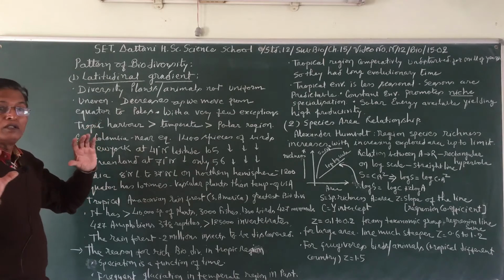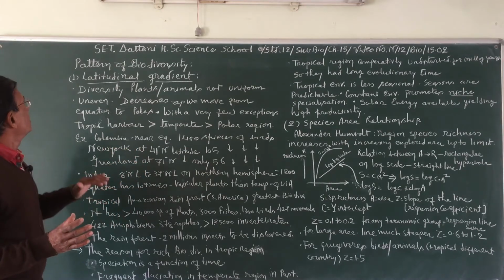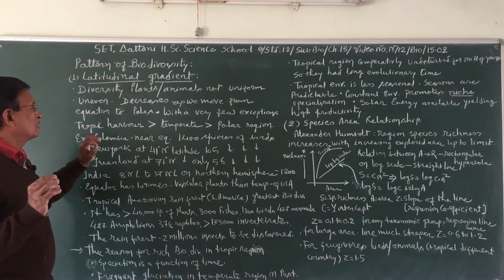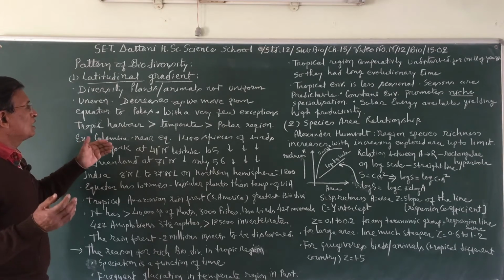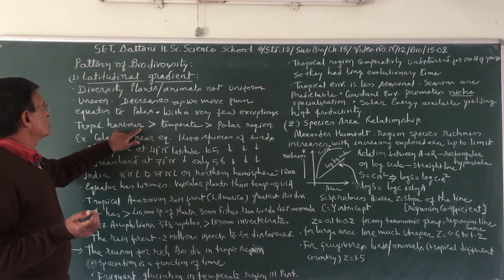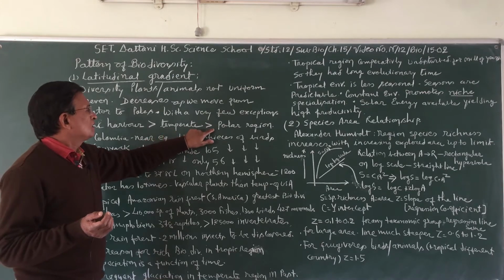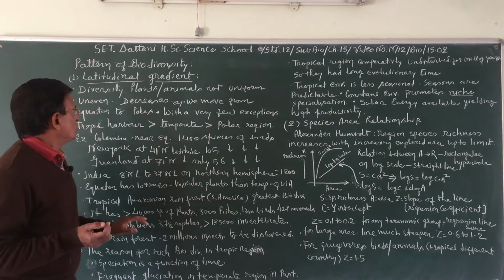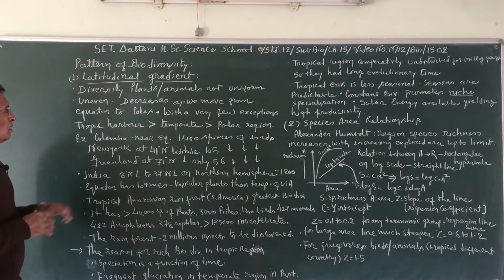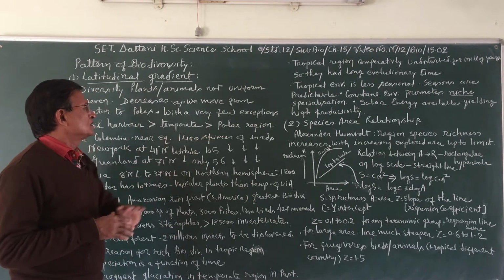So the region from 23.5 north latitude to 23.5 south latitude is called the tropical region, where the availability of light and heat is enough for animals and plants to survive. The tropical region harbors more biodiversity than the temperate region, and still more than the polar region. So in the tropical region, biodiversity is found to be rich. In the temperate region, it is somewhat less, so-so, and in the polar region it is scanty.